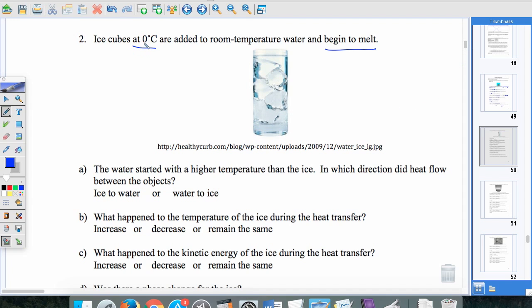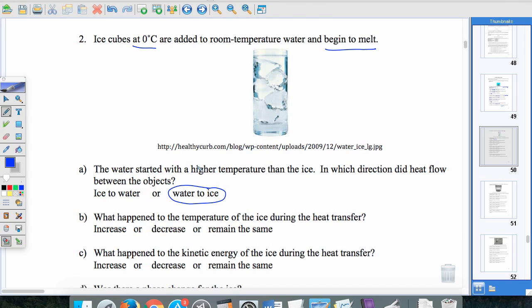So again, we've got ice already at 0 degrees Celsius. That's the melting point, the temperature at which water melts or freezes. And it says it's beginning to melt in the water. The water started with a higher temperature than the ice. In which direction did heat flow between the objects? From the higher temperature to the lower temperature. The higher temperature was the water. So water to ice.